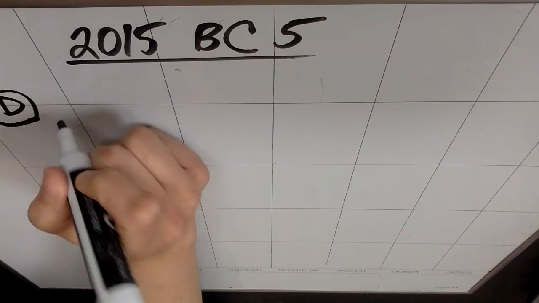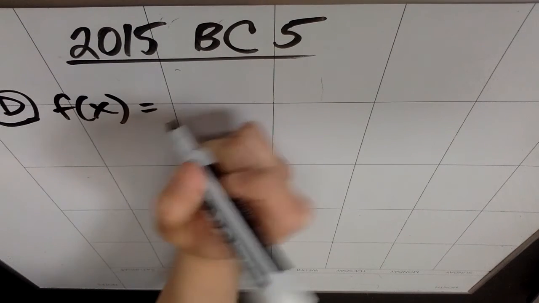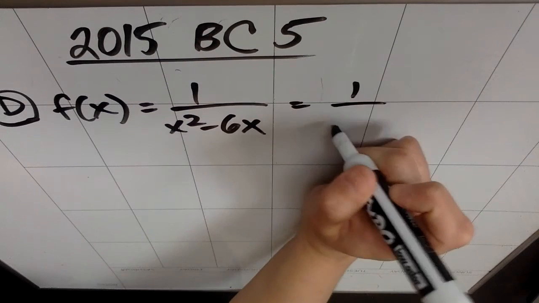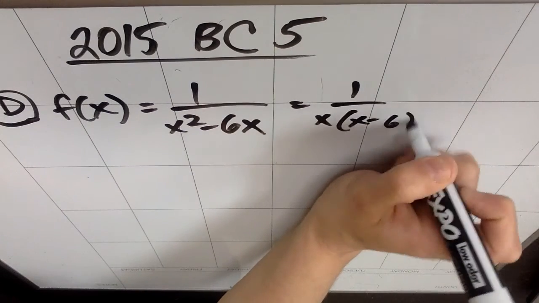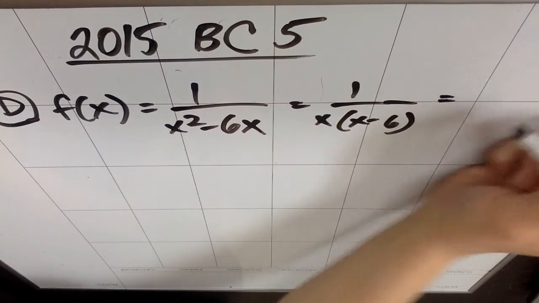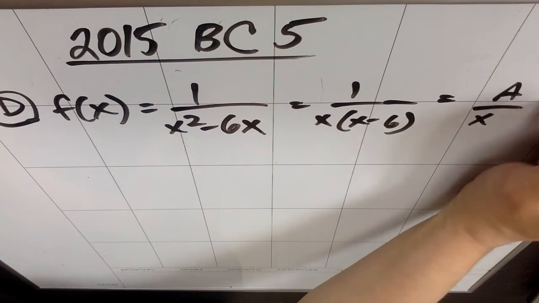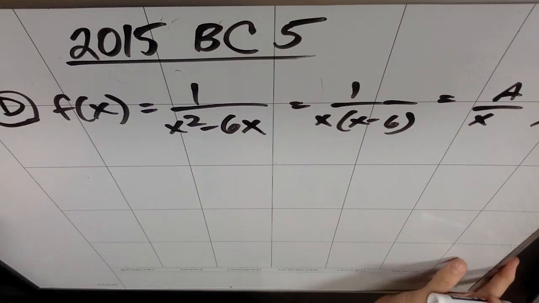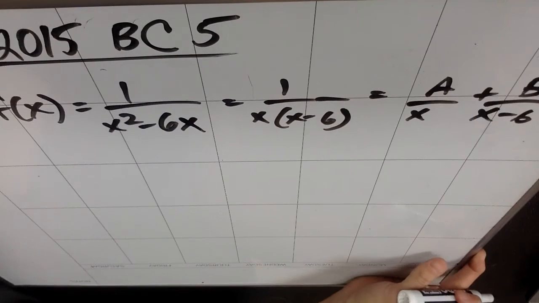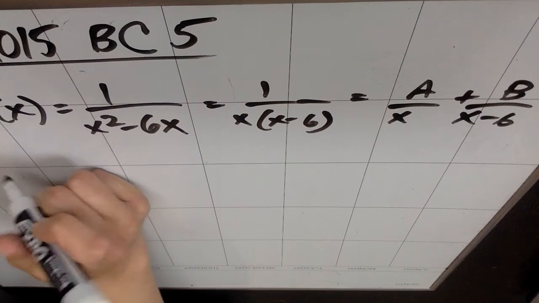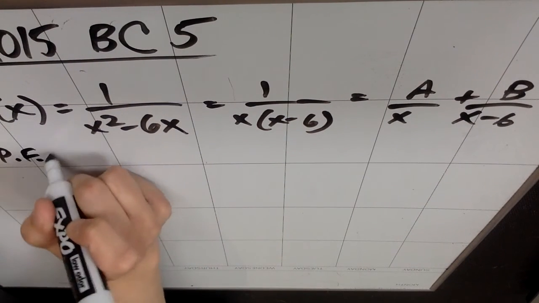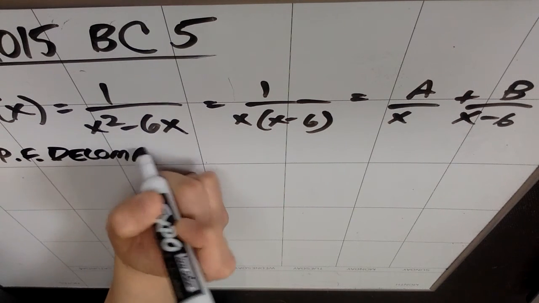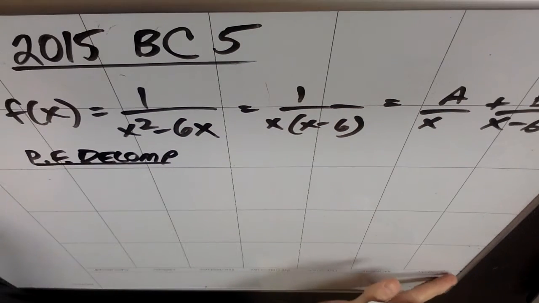So I'm told that f of x in part D is 1 over x squared minus 6x, which is 1 over x times the quantity x minus 6, right? So that's going to decompose into an A over x plus a B over x minus 6, right? So the first thing I'm asked to do is the partial fraction decomposition. I mention that because that's not technically calc, right? Partial fraction decomposition is not technically calc.